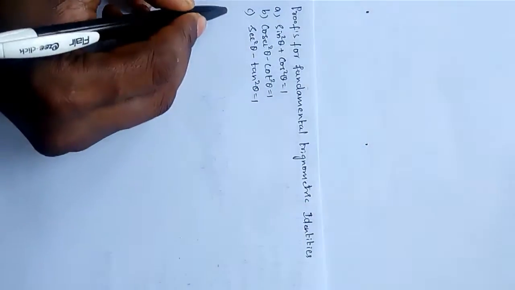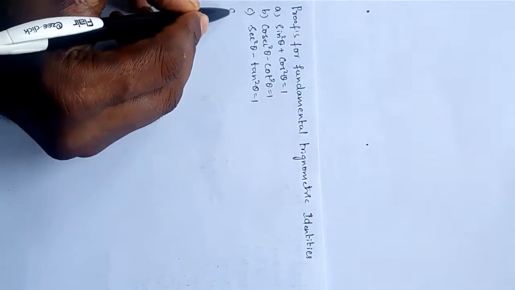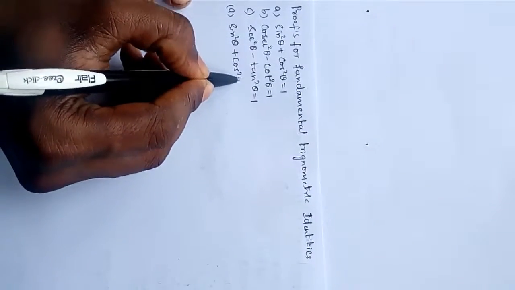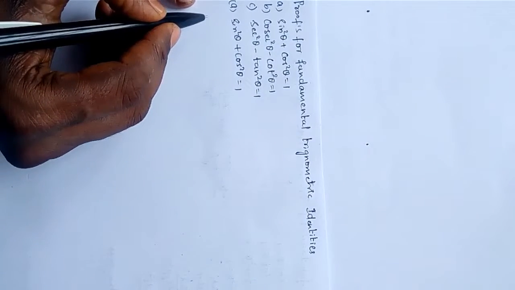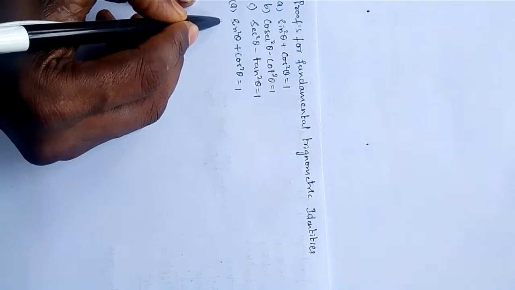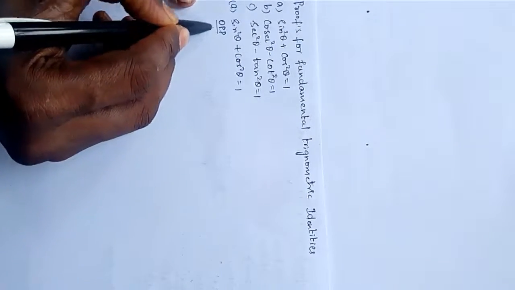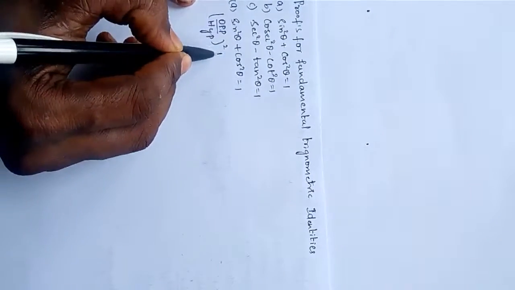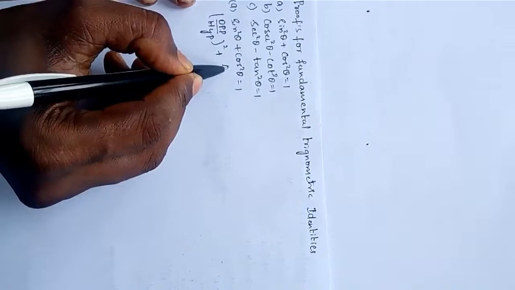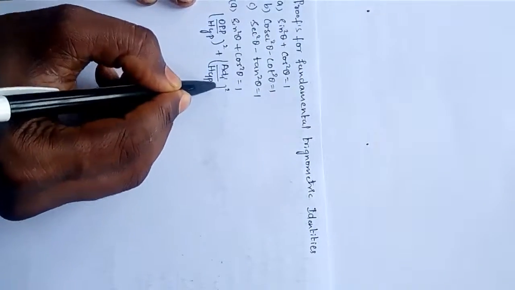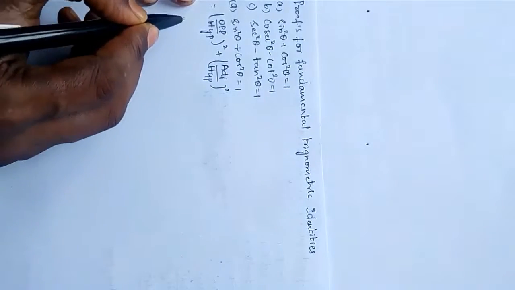Okay, so the first one is, I am taking A: sin square theta plus cos square theta is equal to 1. Before we proceed, we must know the trigonometric ratios of trigonometric functions. Sin can be written as opposite by hypotenuse. I am writing in short form, squared, plus cos can be written as adjacent by hypotenuse, squared. So this is the LHS part I'm considering.